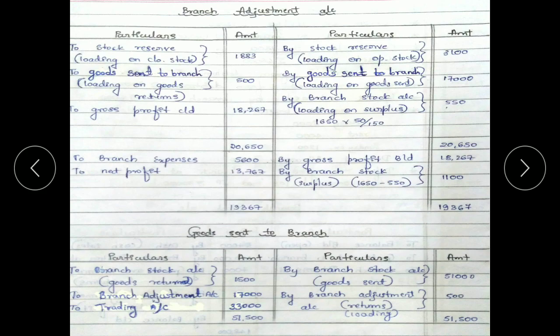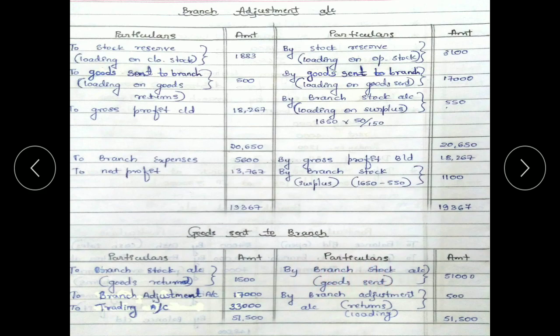After making the basic entries, we need to adjust the loading amounts. So when we have goods return entry on debit side, its loading entry comes on credit side. By branch adjustment account, that is loading on returns. See, we had made the entry in branch adjustment, same entry is transferred over here. By branch adjustment account 500.